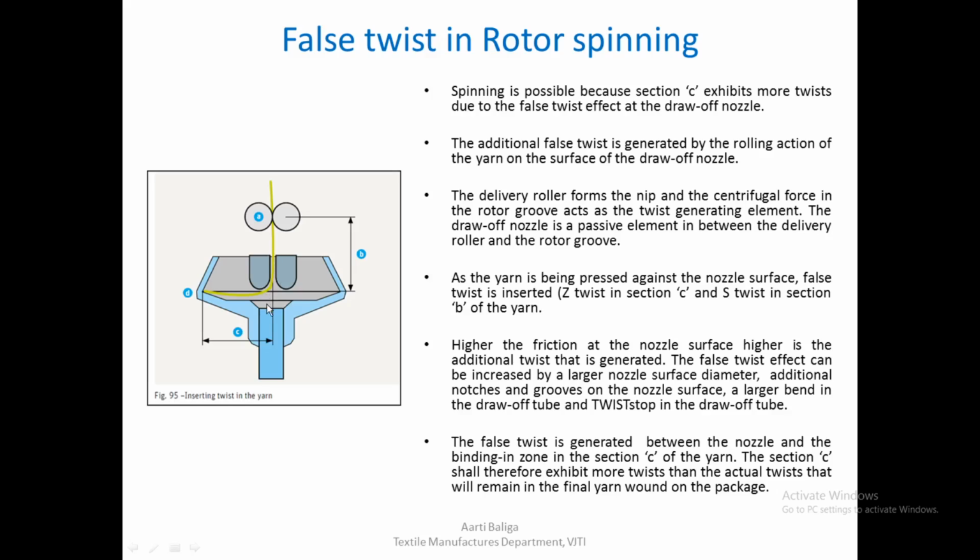As we said earlier, if there were no twist in this section C, then no yarn would have been formed. So this false twist phenomenon, which is due to the nozzle, will help us only in the formation of the yarn, but it will not contribute towards the final yarn twist.